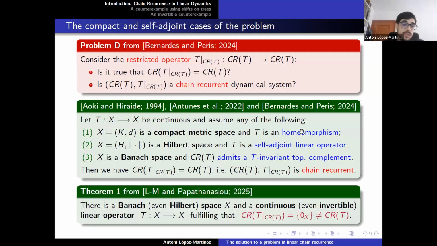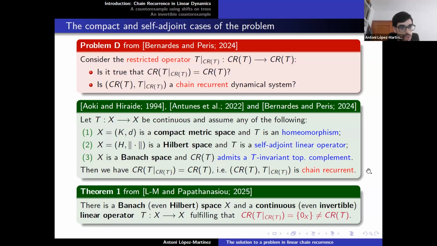And the answer is negative. What we do in this work is prove this theorem, which tells you that you can construct a Banach and even a Hilbert space and a continuous, and even invertible, linear operator on this space, such that the set of chain recurrent vectors of the restriction to the set of chain recurrent vectors of the original operator is exactly the zero vector, while the set of chain recurrent vectors of the original operator is non-zero, is much bigger, and in fact it can be taken infinite dimensional, as we will see for the rest of the talk.